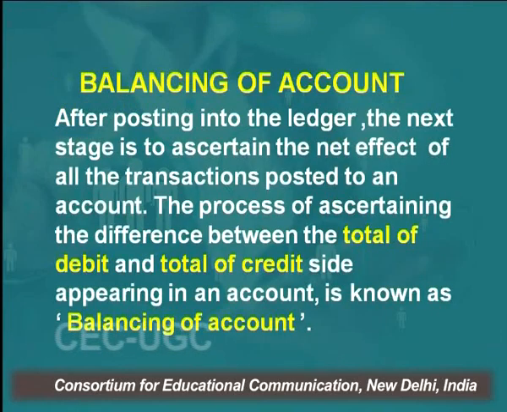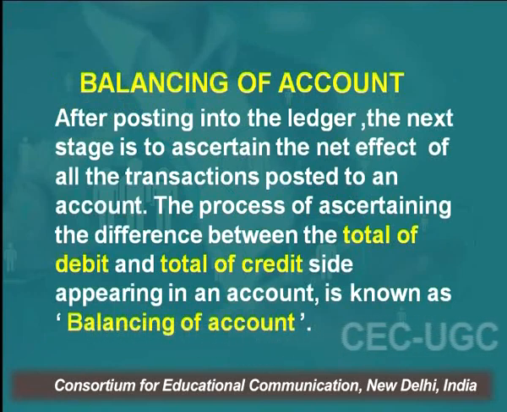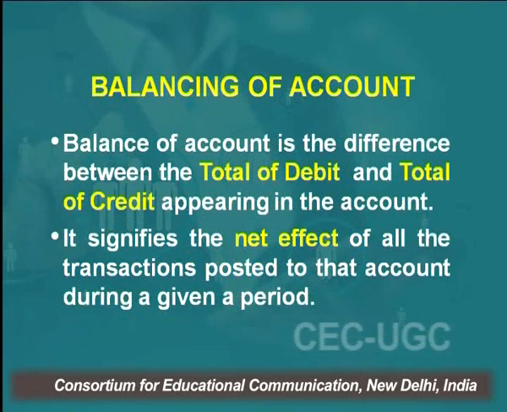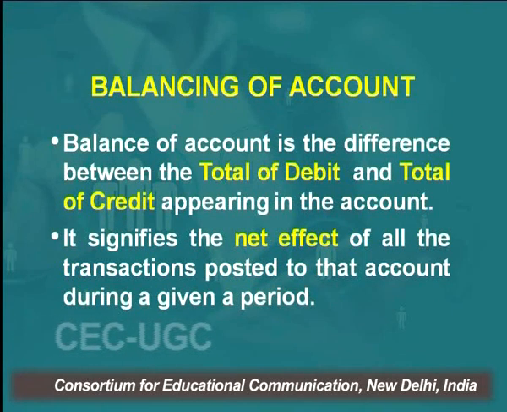After posting into the ledger, the next stage is to ascertain the net effect of all the transactions posted into the account. The process of ascertaining the difference between the total of debit and total of credit side appearing in an account is known as balancing of account. Balance of account is the difference between total of debit and total of credit appearing in the account.